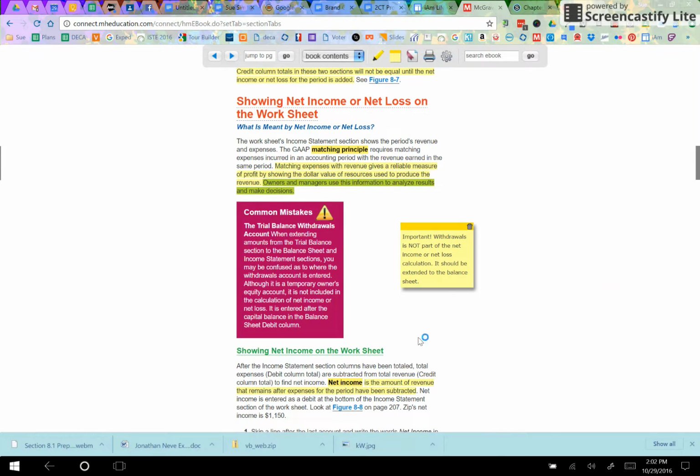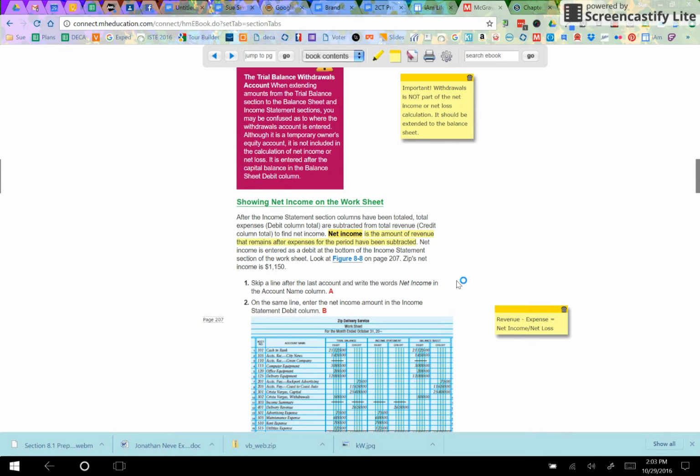And like I said, withdrawals, really important thing. They are a temporary account, which means they should go on the income statement. Permanent accounts go on the balance sheet. Temporary accounts go on the income statement. But withdrawals is not something you want to factor into net income or net loss, and that's what the income statement is showing us. So we're going to put those on the balance sheet. And that's the one quirky thing about the worksheet: where the withdrawals go.